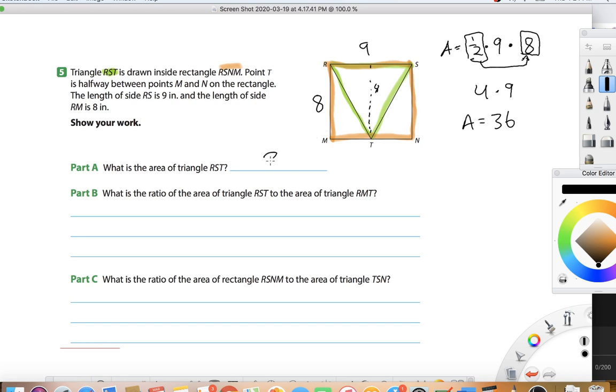Now it says, what is the ratio of the area of the triangle RST, okay, to the area of triangle RMT? So RMT. So this triangle, let's make it a different color. So it's saying, what is the ratio of the area of triangle RST, which is that green one, to triangle RMT? So RMT.